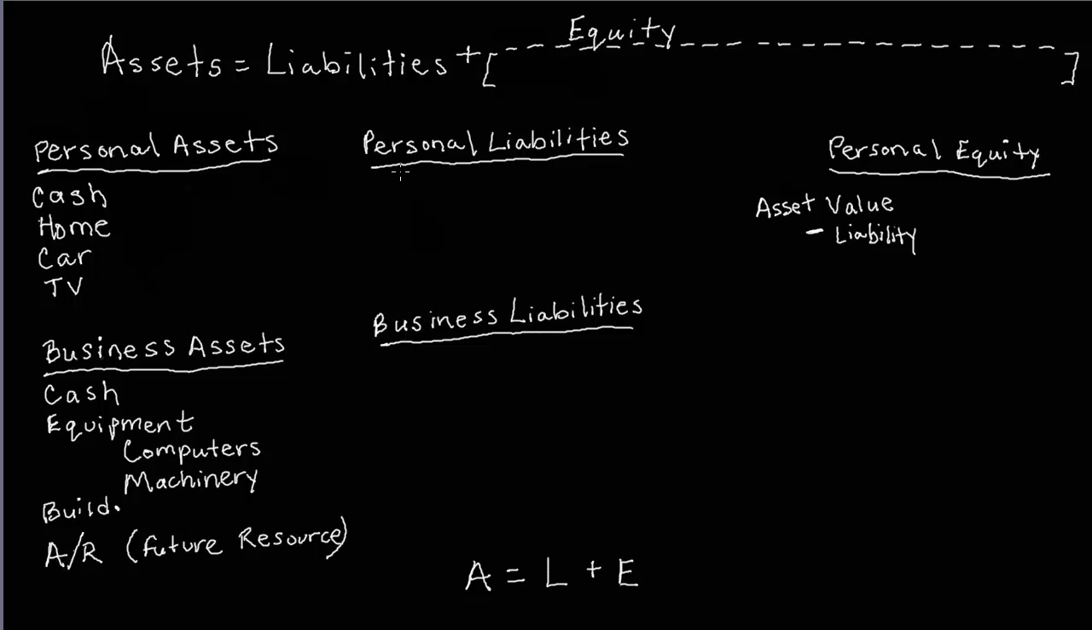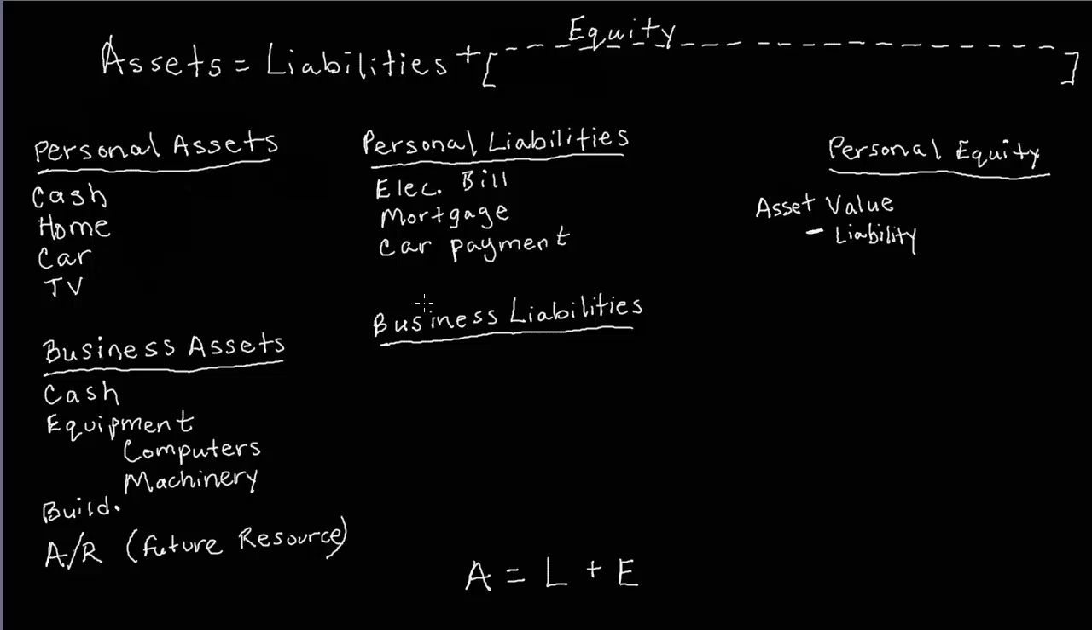Now let's talk about liabilities. A personal liability is going to be something like your electricity bill. Usually you pay it every month, and it's something that you owe to the utility company. Another liability could be your mortgage payment. If you haven't paid off your house, it's a liability you owe to the bank. Another could be your car payment. Again, that's another note that you have to pay to the bank if you haven't paid off your car.